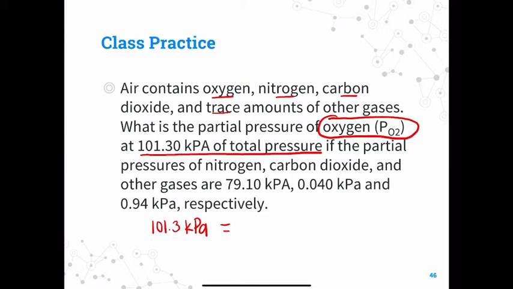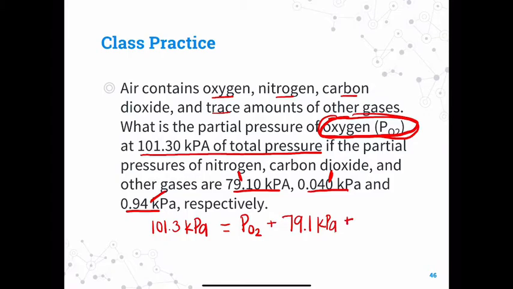If the partial pressure of nitrogen, carbon dioxide, and other gases are 79.1, 0.04, and 0.94 respectively. What that means, respectively, is we listed them in the order that it said in the question. So nitrogen is 79.1, carbon dioxide is 0.04, and other gases is 0.94, okay? And we are trying to find the partial pressure of oxygen. That's what we don't know, so I'm going to write that in as my variable. We know that the nitrogen is 79.1, so I'm going to write that, 79.1 kPa.